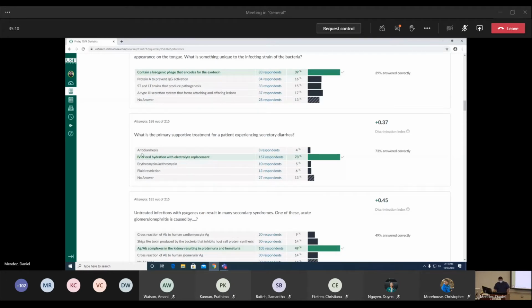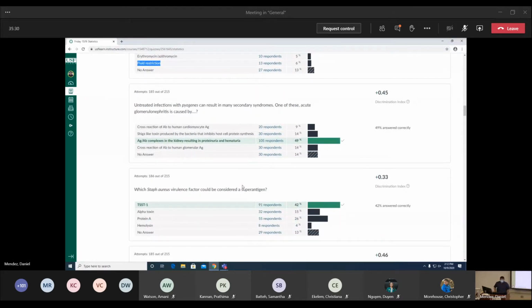And go through, all of these are explained, well, all of them except for fluid restriction are explained in your slides. So make sure you go through those. Fluid restriction, I'll explain that one. That shouldn't make any sense at all, because if you restrict fluids while someone is having secretory diarrhea, they're having very watery diarrhea, so you're just going to dehydrate them more.